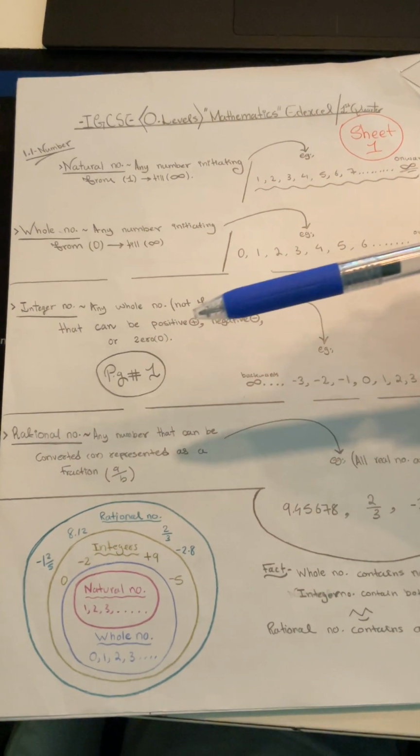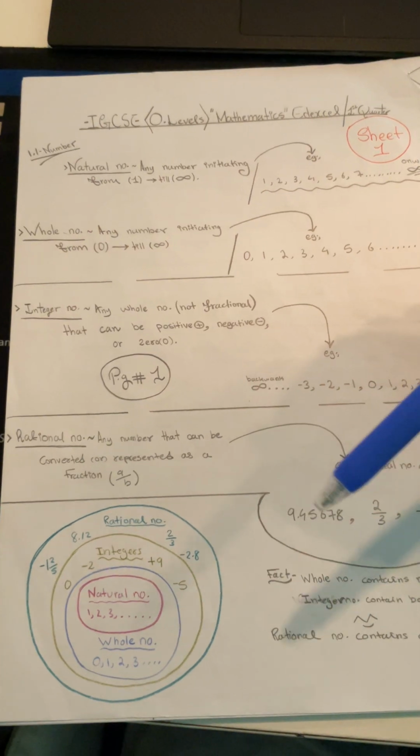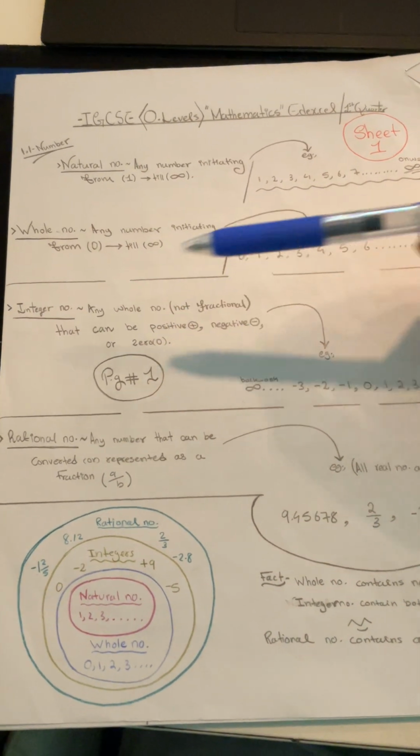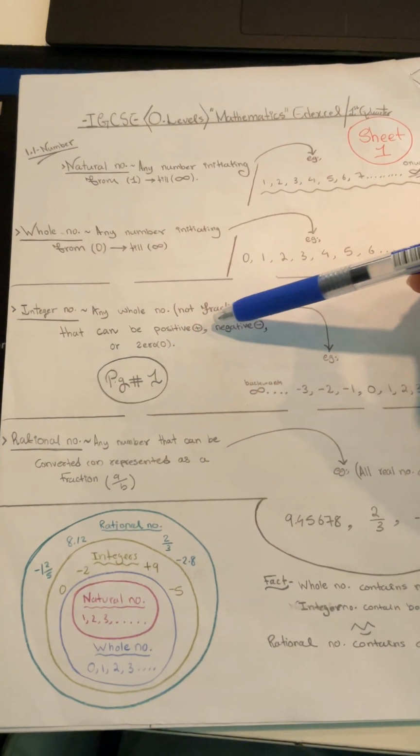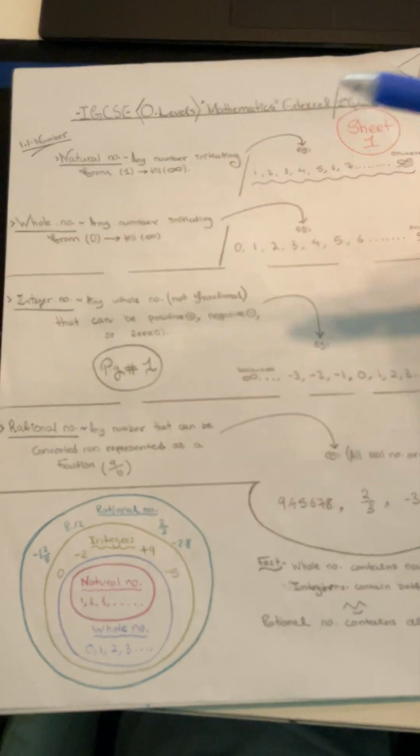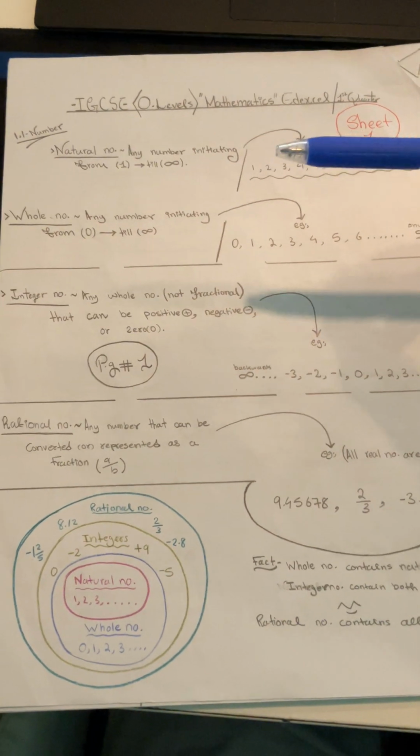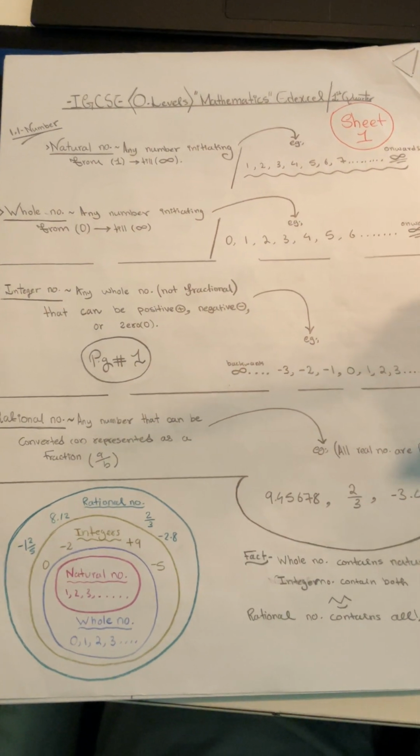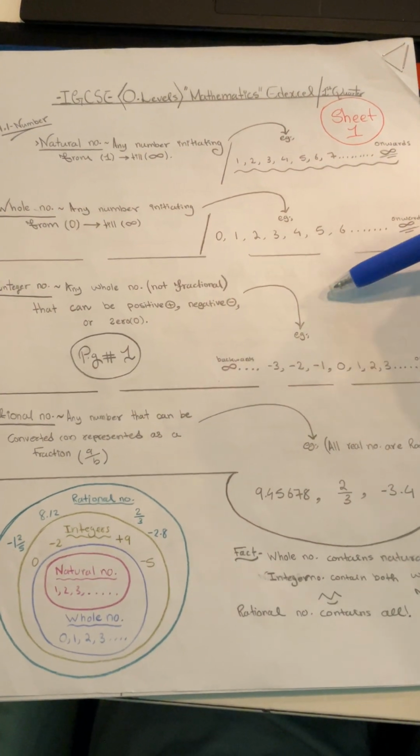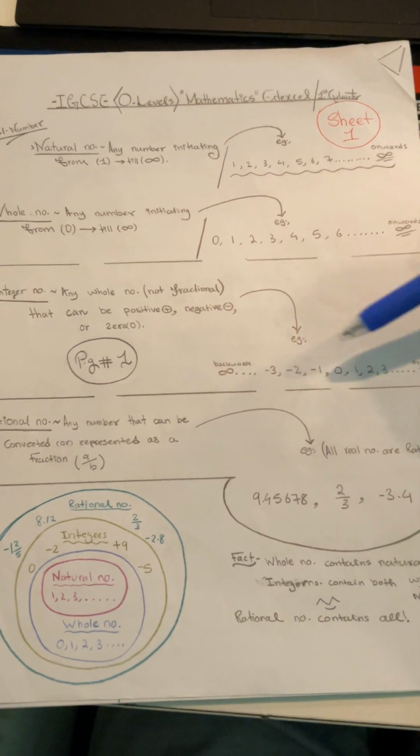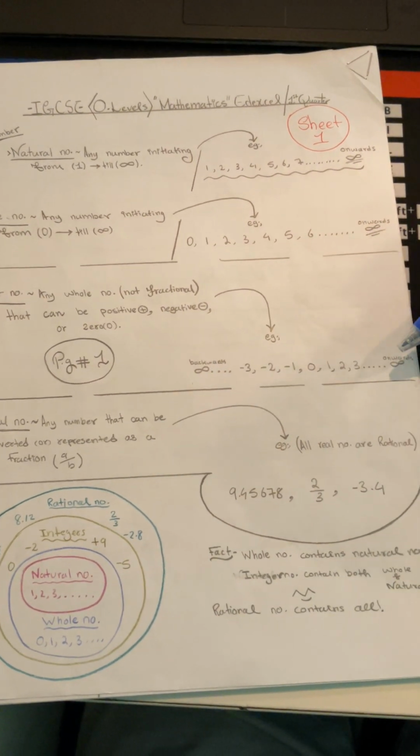The integer number, on the other hand, is any whole number that is not fractional, but it can be positive or negative or 0. Basically, an integer is like a directed number, because directed numbers are positive and negative whole numbers. So, for example, -3, -2, -1, 0, 1, 2, 3. You can go infinitely backwards and infinitely forward.